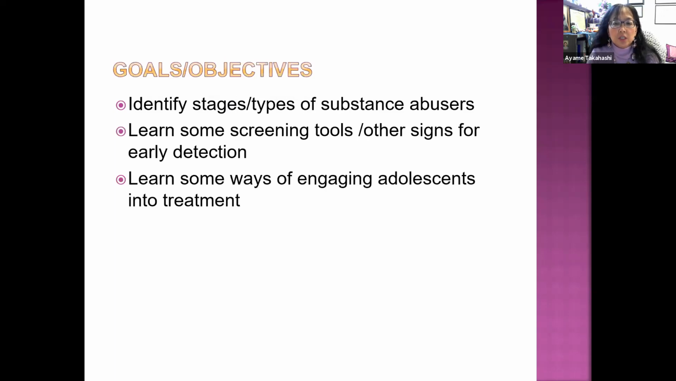So the goals and objectives of this discussion are first to identify the different stages and types of substance abusers, learn about some screening tools and other signs for early detection, and also to learn about some ways of engaging adolescents into treatment.